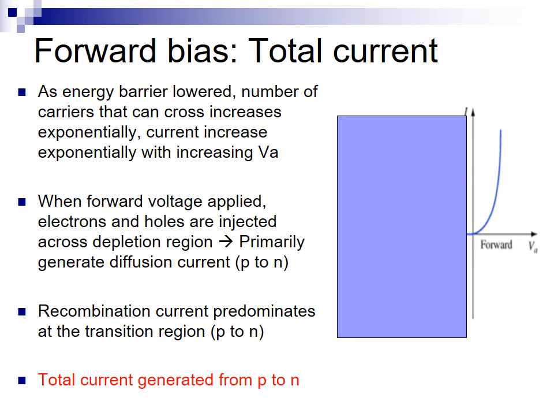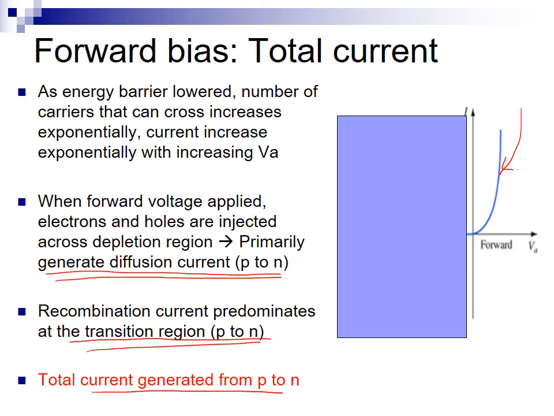So in total, when the potential barrier is reduced by the forward bias, a large number of carriers will cross the transition region and produce a large diffusion current from P to N. Due to the large number of electrons and holes in the transition region, recombination happens and produces recombination current, which is also from P to N. This will total up to be the current in forward bias, which will increase exponentially as the bias voltage increases.